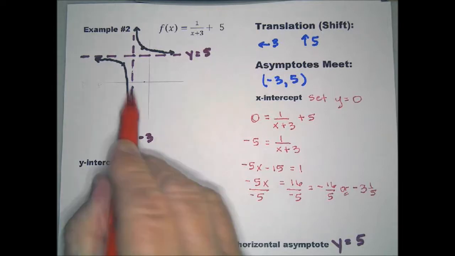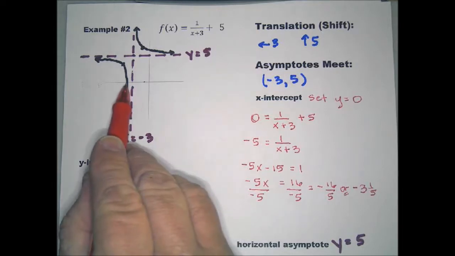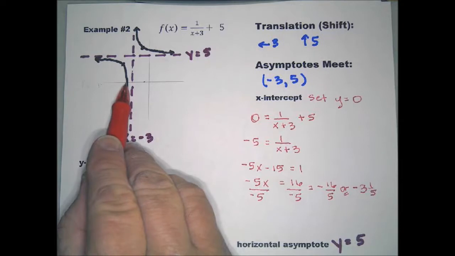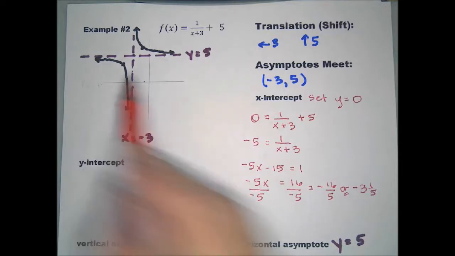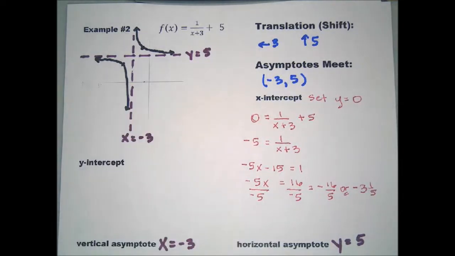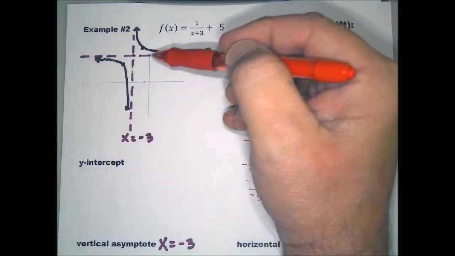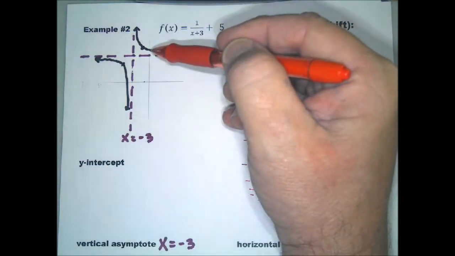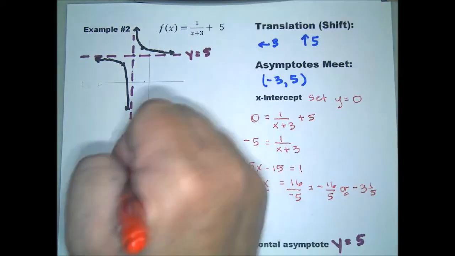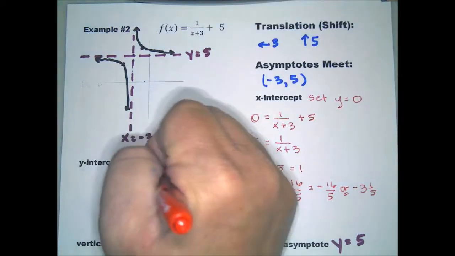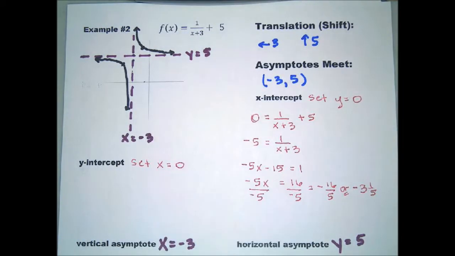So that's where that point is, right there, at negative 3 1/5, or negative 3.2 if you want it in decimal form. Now, what about the y-intercept? Where does this graph cross the y-axis? Well, it crosses the y-axis right there. So let's figure out what that point is by setting x equal to 0.